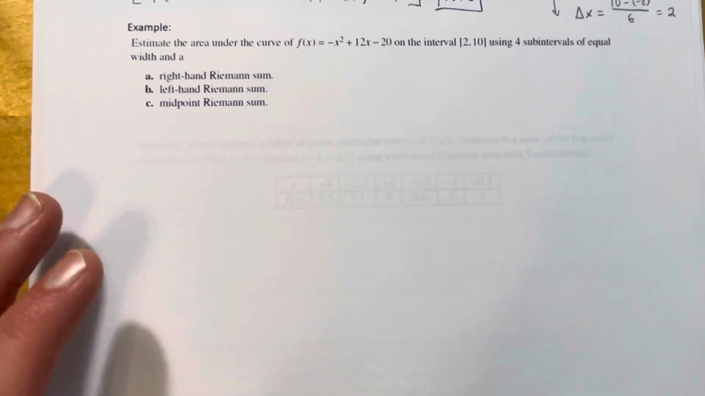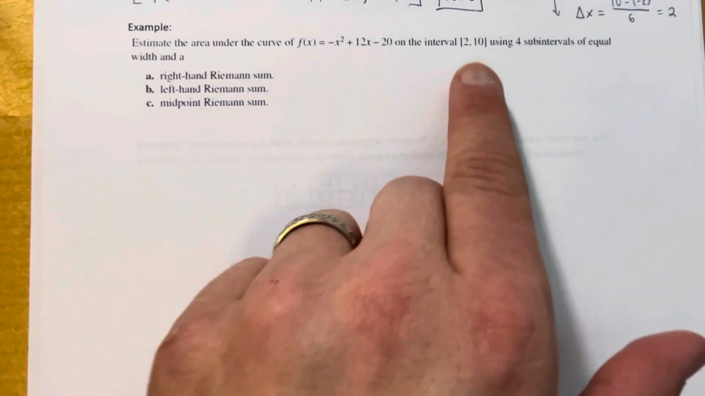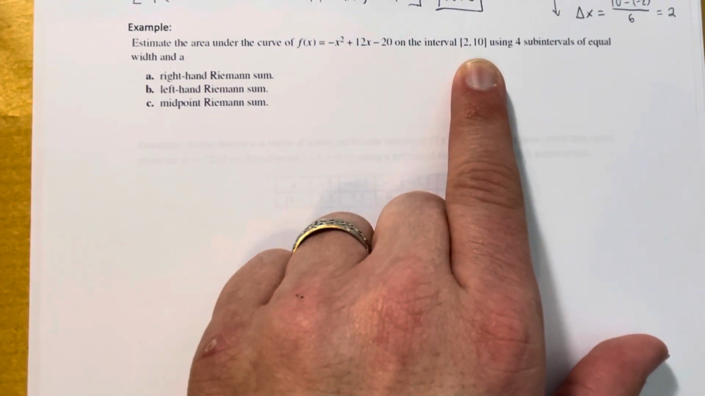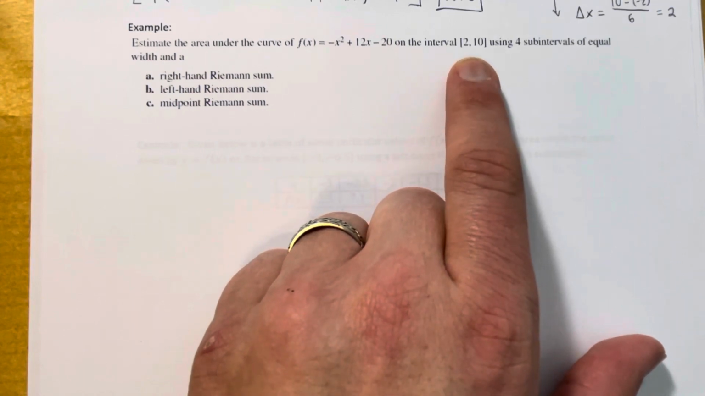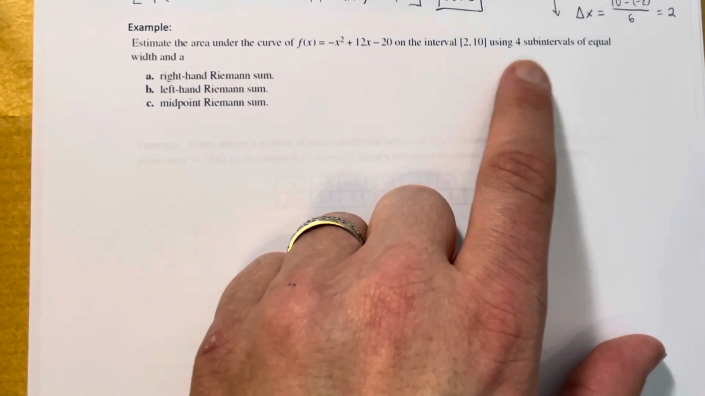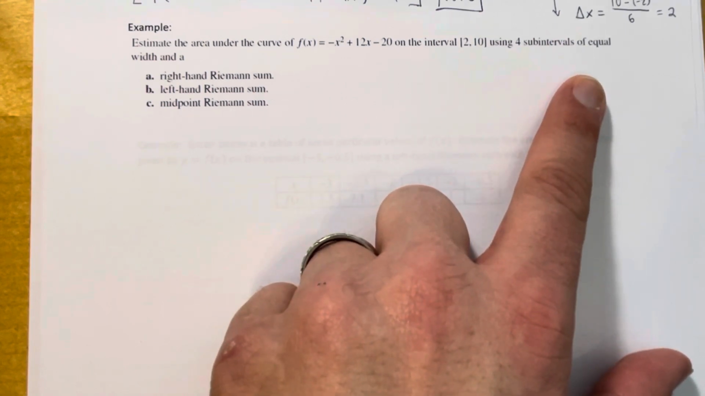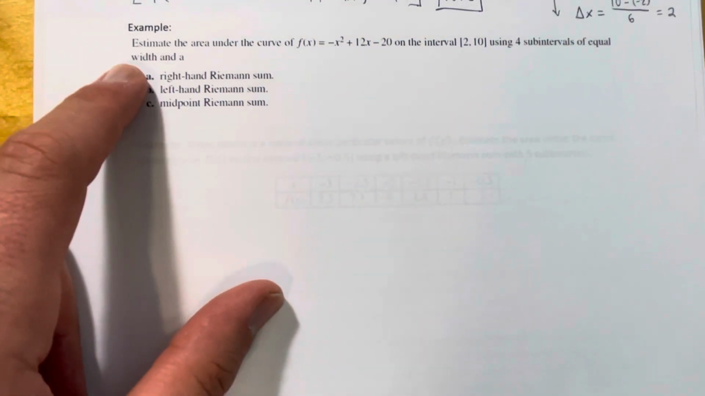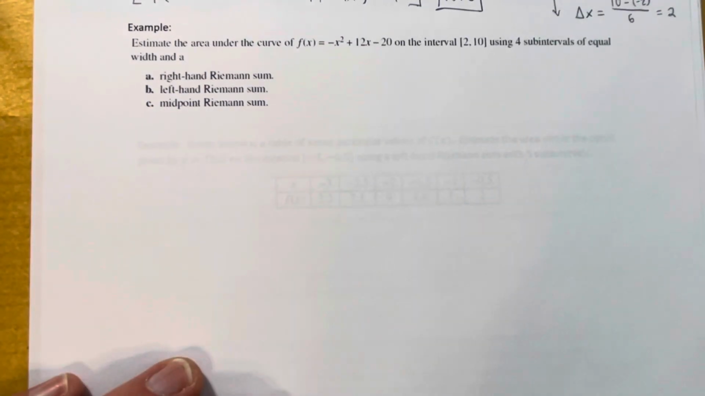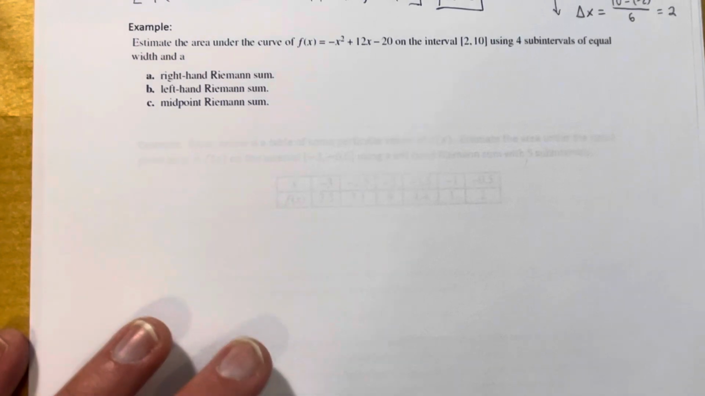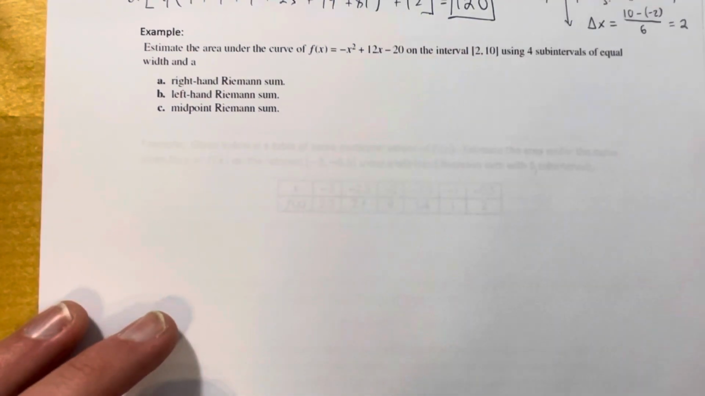It's a different function this time, and we're going to do it over the interval 2 to 10, and we're going to use only 4 subintervals this time, all of equal width, which is usually an assumption that we're making, but we're going to try each of the 3 different types of Riemann sums that we've talked about: right hand, left hand, and midpoint.